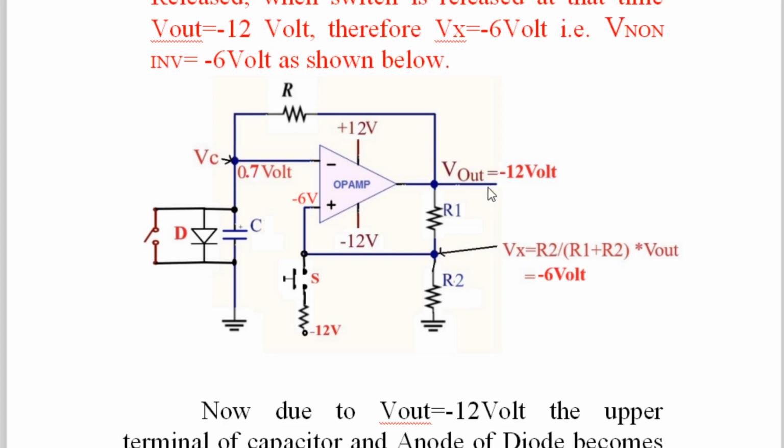The moment this was changed, it was at 0.7 volt. That's why it is written over here. Now, the anode of the diode is at how much volt? It is applied as minus 12 volt over here. Therefore, the anode of the diode is at minus 12 volt, and the cathode is 0. So the diode will get reverse bias and will behave as an open switch.